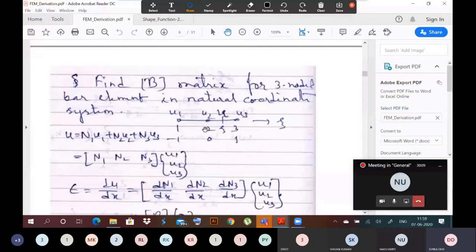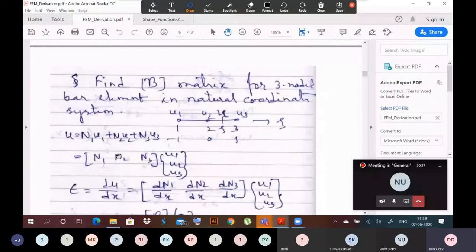So this displacement can be related to the nodal displacements U1, U2 and U3 using the shape functions N1, N2, N3. So U is equal to N1 U1 plus N2 U2 plus N3 U3. This can be written in this form: N1, N2, N3 times U1, U2, U3. Next, what is epsilon? Epsilon is equal to du by dx. So if I find the derivative, we will get dN1 by dx, dN2 by dx, dN3 by dx, times U1, U2, U3. So this is my B matrix.